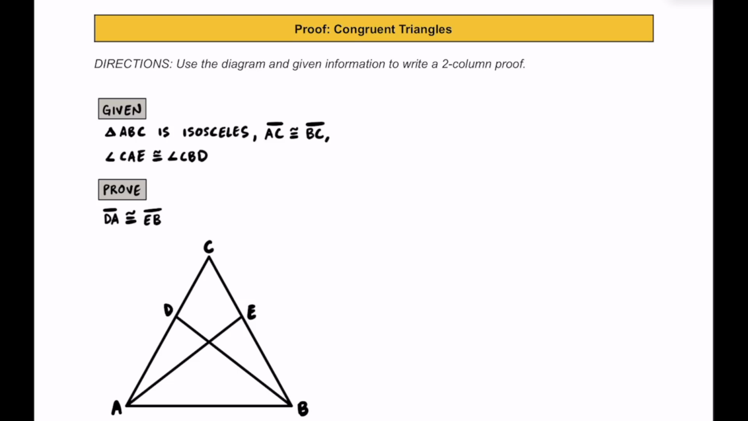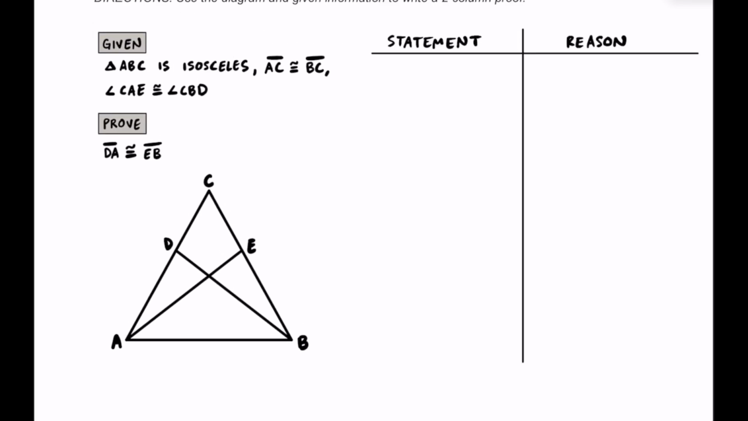Let's try a proof together dealing with some congruent triangles. Now we're going to go ahead and write a 2-column proof, but let's first just make sure we understand what the diagram is telling us and what the given information is saying as well.